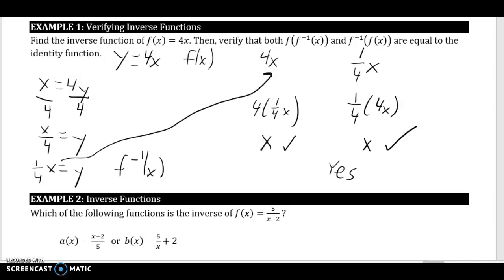That's how you verify. You've got to pay attention to directions. If you're asked to find the inverse, you just switch the x and y and solve for y. If you're asked to verify, you must do g of f and f of g, the function composition from a previous lesson. So we've got to make sure that we're aware of that.